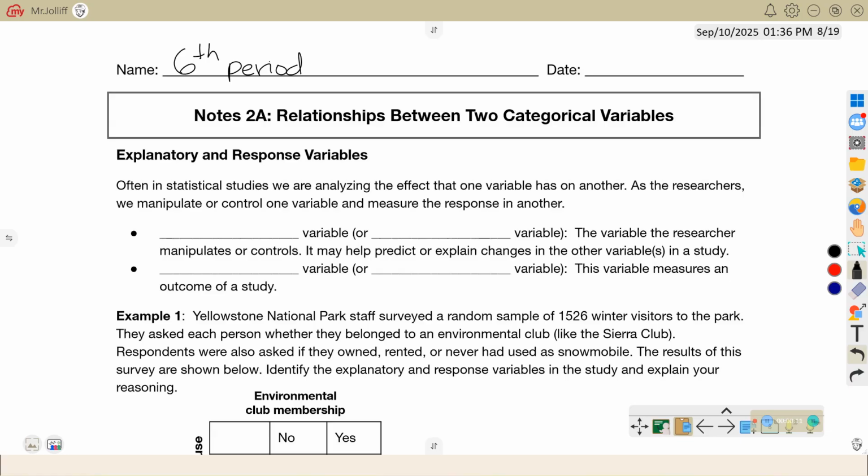All right, if I get your attention up front, we are starting on our first set of notes for Unit 2. The first thing we're going to do is label our two variables. Variables come in two flavors in statistics. We have explanatory variables, and we have response variables.